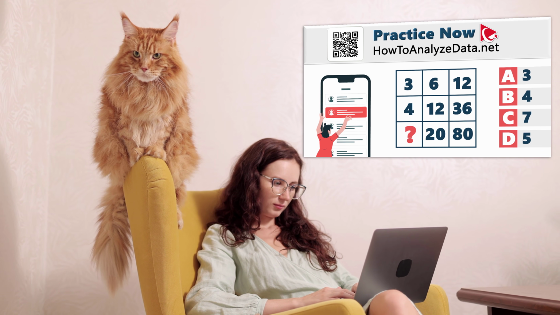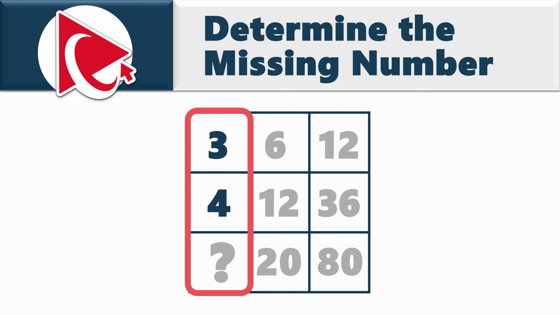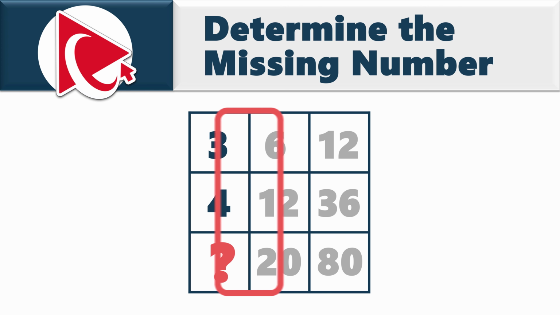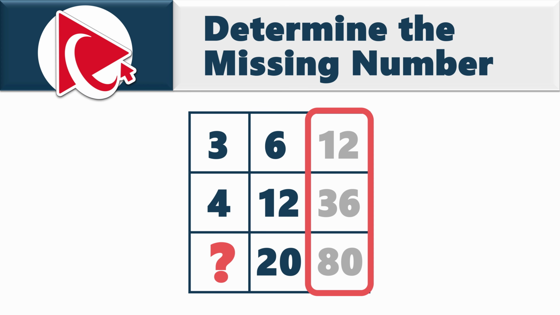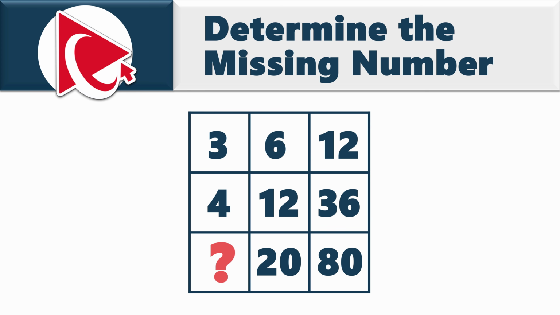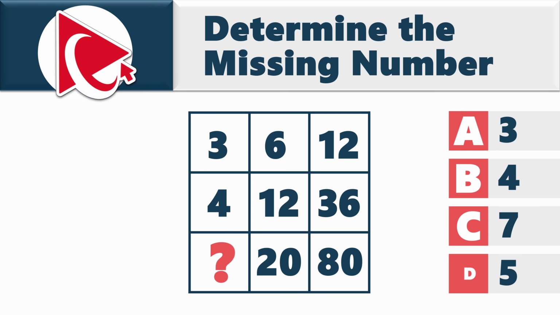in this challenging task. You're presented with 3 by 3 matrix. The matrix has numbers inside. The numbers are 3, 4, and then comes the missing number, followed by 6, 12, and 20, followed by 12, 36, and 80. You need to select your answer out of 4 possible choices. Choice A, 3. Choice B, 4. Choice C, 7. And last but not least, choice D, 5.